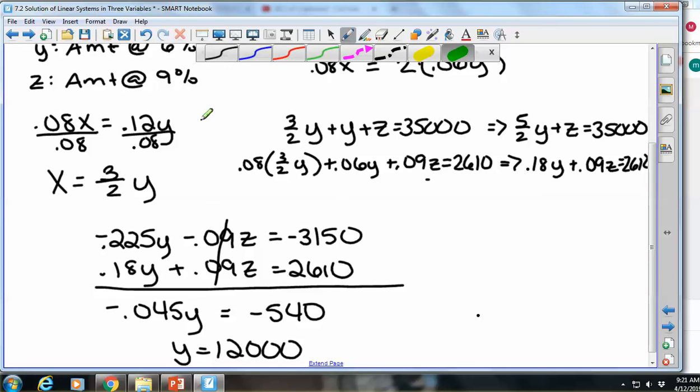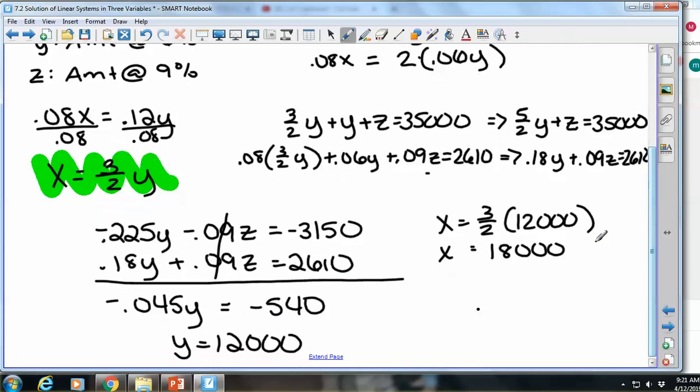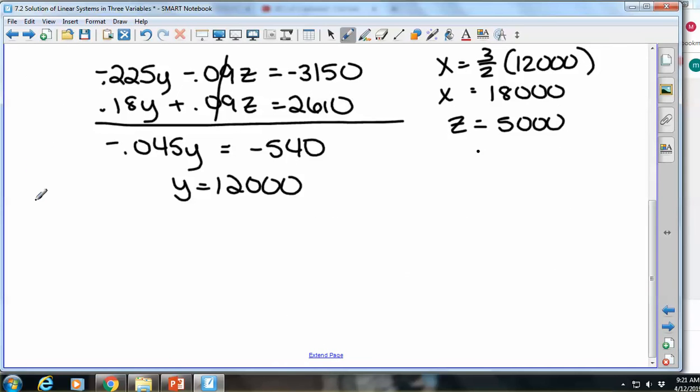Okay. If y is 12,000, I'm going to be able to find my x really quick because we did substitution. X is 3/2 times 12,000. And that gives me 18,000. So then if you plug those in, x plus y plus z is 35,000. So z would be 35,000 minus those. And we get 5,000.